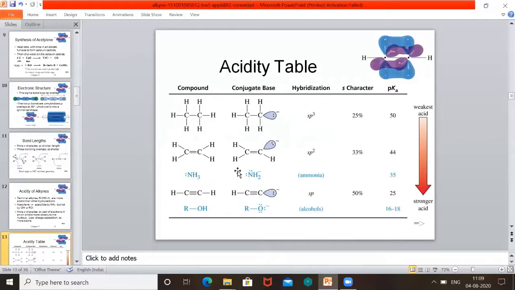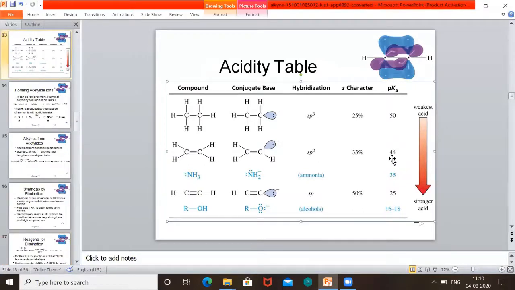Here an acidity table is given. Alkane, sp3 hybridization, s character is 25%, because in sp3 hybridization there is 3/4 p character, 1/4 s character. When s character is less, the pK value is 50. In alkenes, we have sp2 hybridization, 2/3 p character, 1/3 s character, 33%. So 44 is the pK. But for acetylene, triple bond, sp hybridization, half s character, half p character, 50% s, 50% p, the pK is 25, that means a stronger acid than alkenes and alkanes.